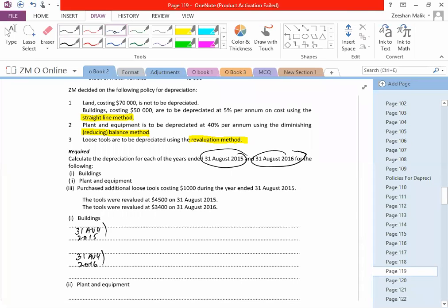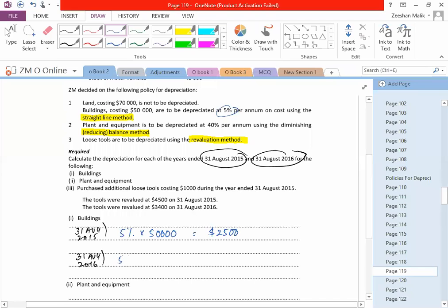We need to apply 5% for building. The land costs 70,000 and the building costs 50,000, and land should not be depreciated. So we need to apply 5% directly on 50,000. Use calculators, and you need to use the dollar sign. Always, whenever there is a calculation question, do use the dollar sign. Don't forget it. The examiner will deduct marks.